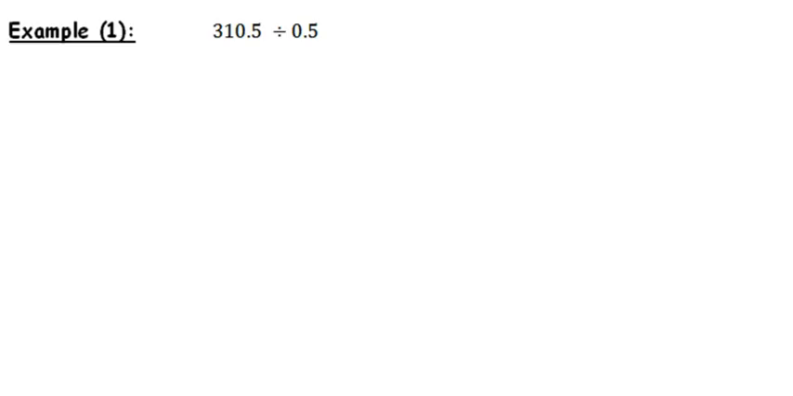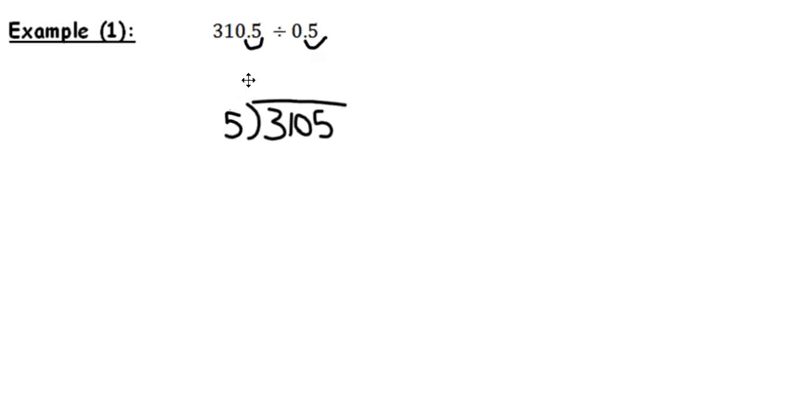So let's look at example 1. 310 and 5/10 divided by 5/10. So we need to remove the decimal from our divisor. So we need to move the decimal to the right one place. So you must also do the same thing to the dividend. So we now have 3,105 divided by 5.